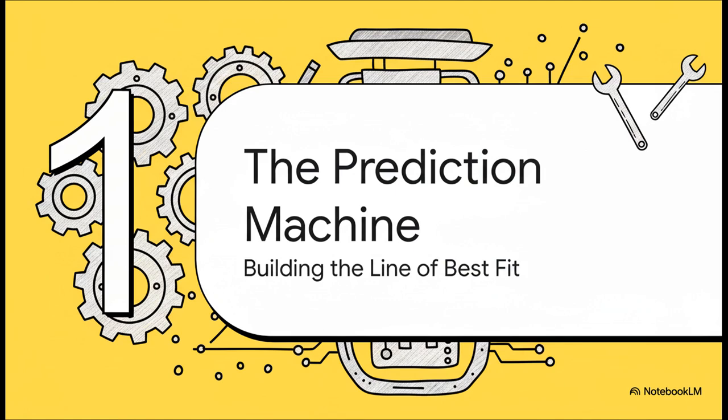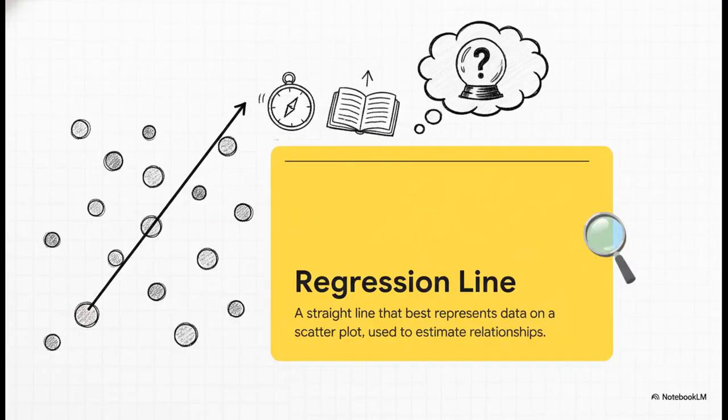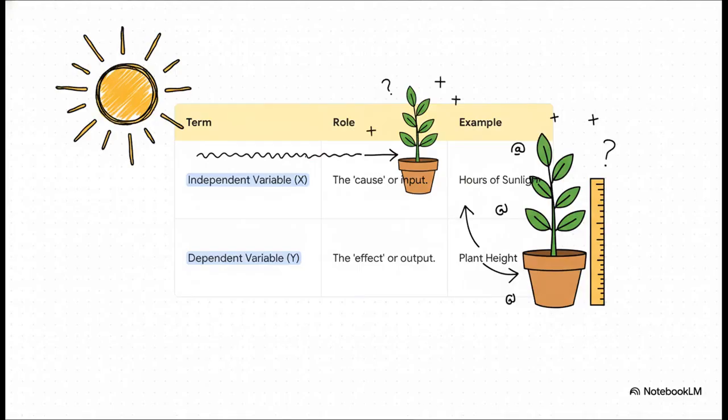At its very core, this prediction machine is actually surprisingly simple. The absolute heart of regression analysis is this one idea, the line of best fit. Just picture a bunch of data points scattered on a graph. The regression line is one single straight line that slices right through them in a way that best captures the overall trend. Think of it as the main highway through all that messy, scattered data. It's our guide.